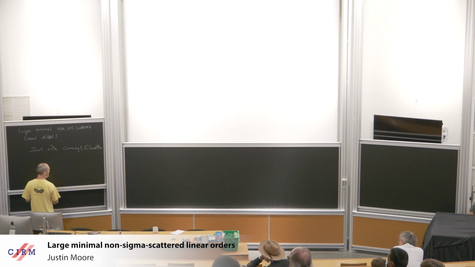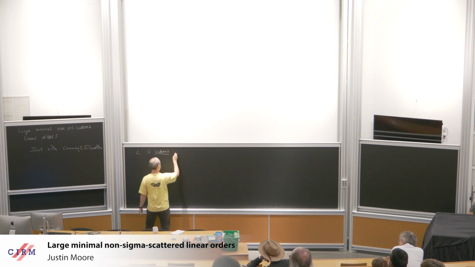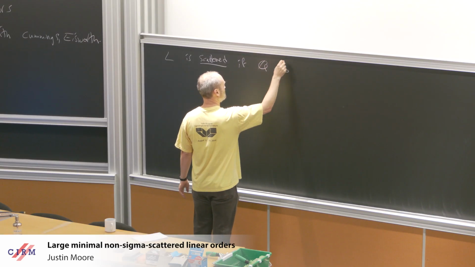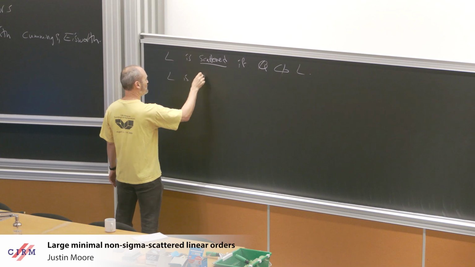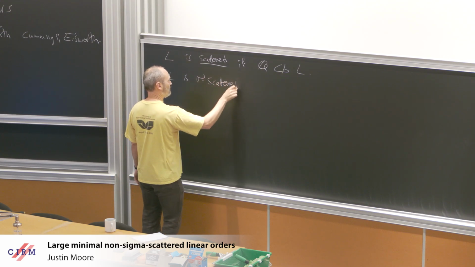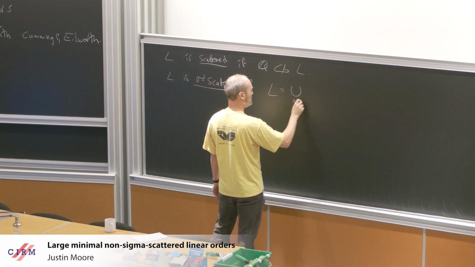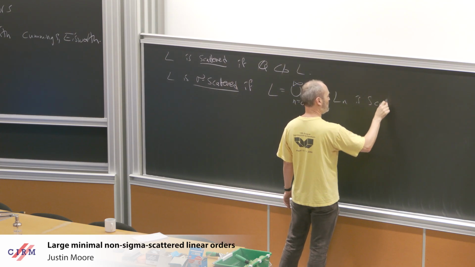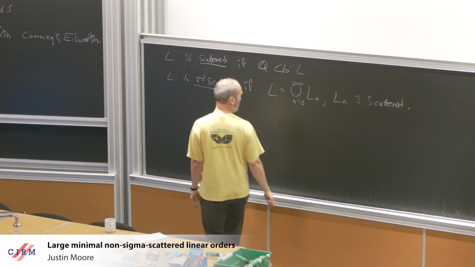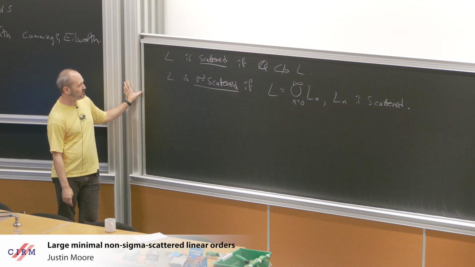So first, I should say what a scattered linear order is. L is scattered if the rationals do not embed into L. And L is sigma scattered if L is just a union of L_n, where each L_n is scattered.